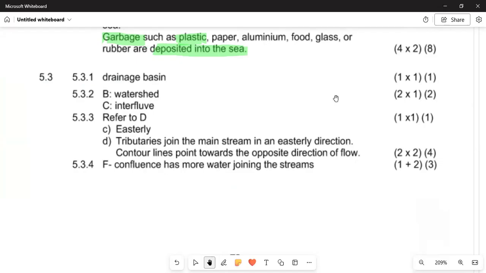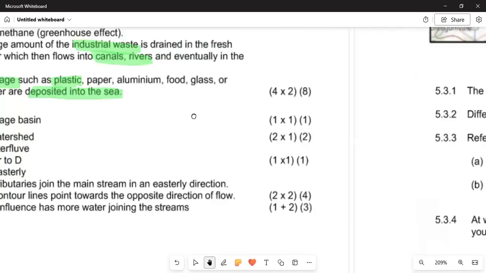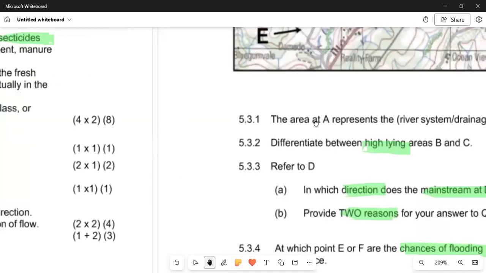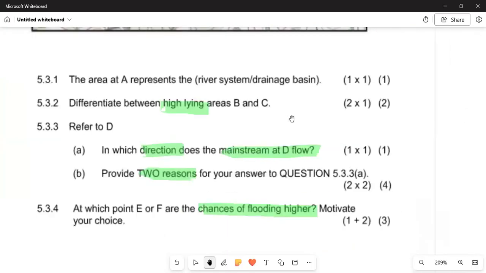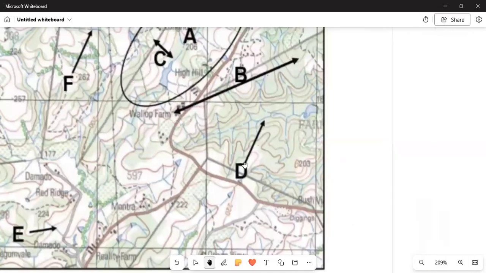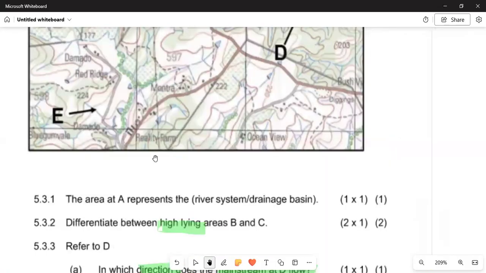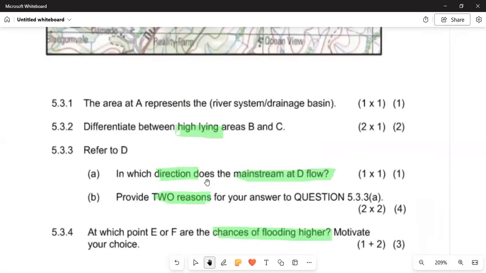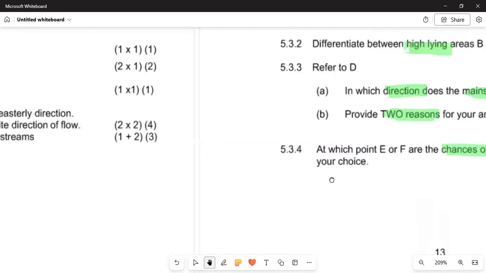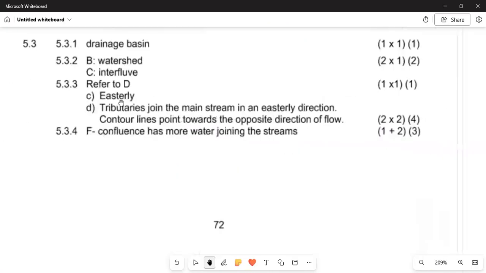And then, moving on to our next question, they say in 5.3.3, refer to D. Can we go and see D. This is D, and the movement is northwesterly. Then they say, at A, in which direction does the main stream flow? And then you need to provide two reasons for your answer. So in which direction is it? Easterly, northeasterly?